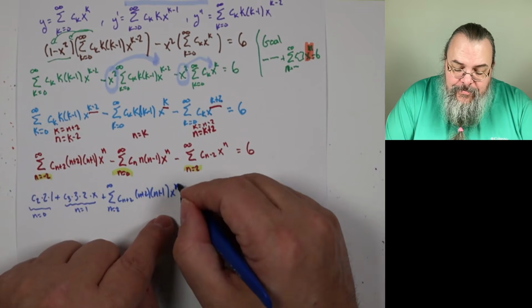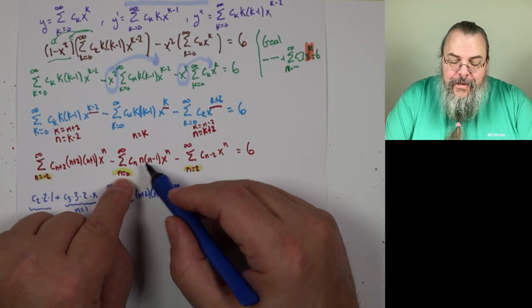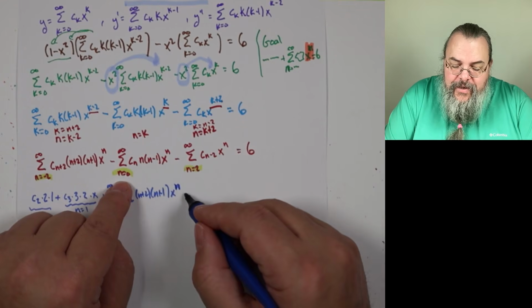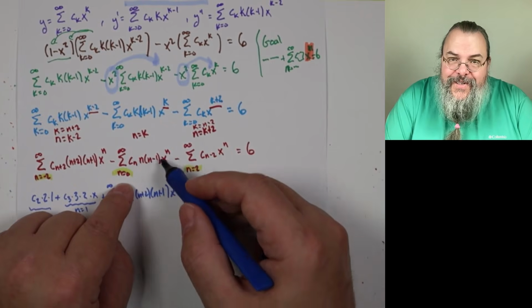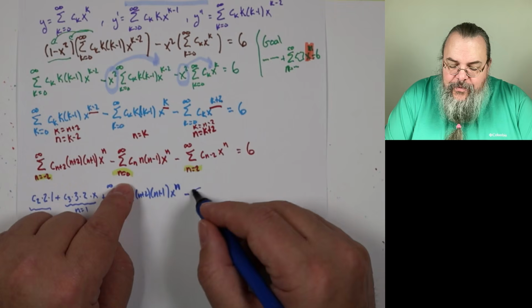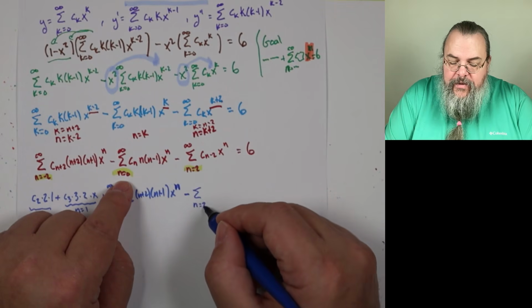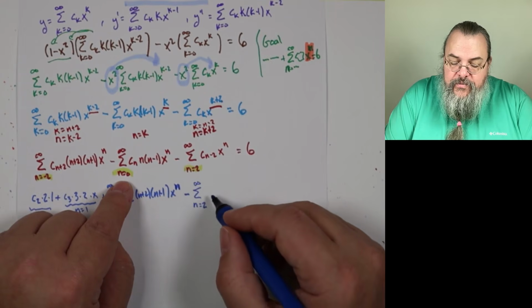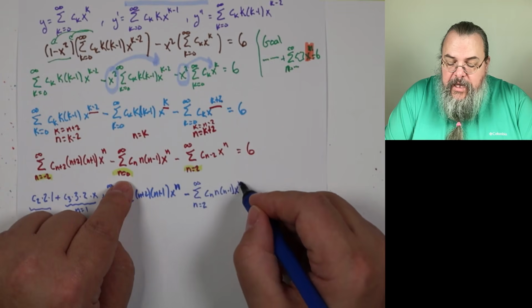Now, here, plug in 0, you get 0. Plug in 1, you get 0. The first terms, for 0 and 1, were 0 anyways. So we can just rewrite this as the sum from 2 to infinity of Cn times n times (n minus 1) x to the n.